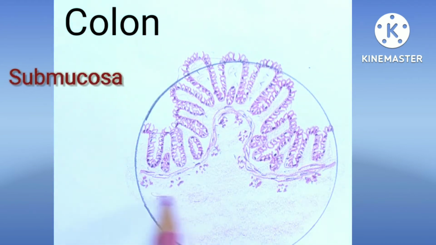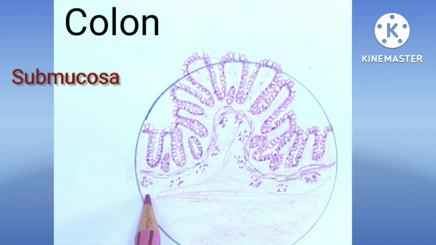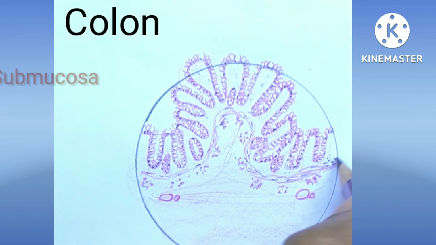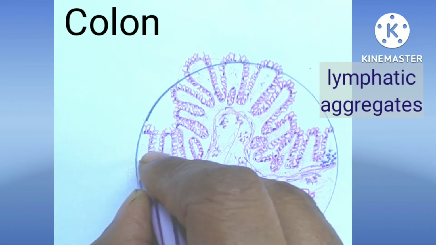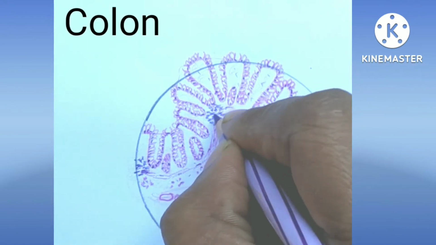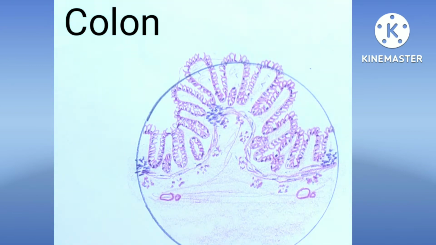Coming to the submucosa, similar to the submucosa in other parts of the intestine, it has dense connective tissue, blood vessels and some lymphatics. You can also draw some lymphoid aggregates, that's the GALT, in the lamina propria.